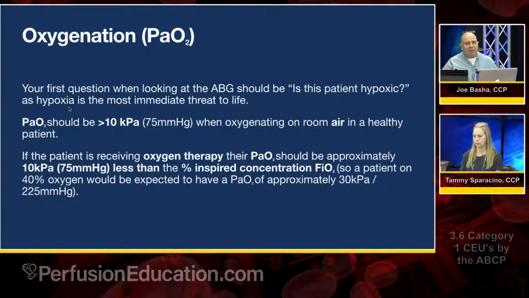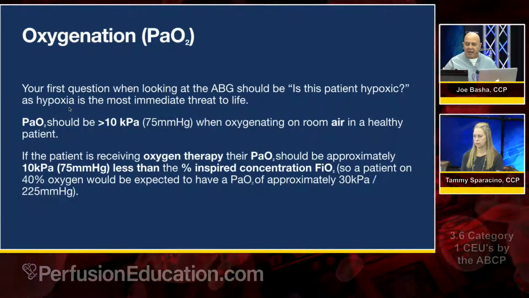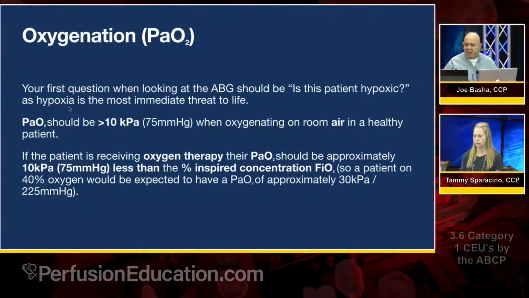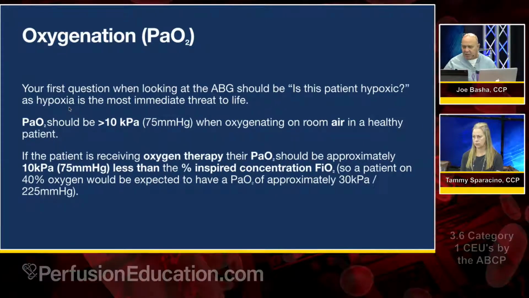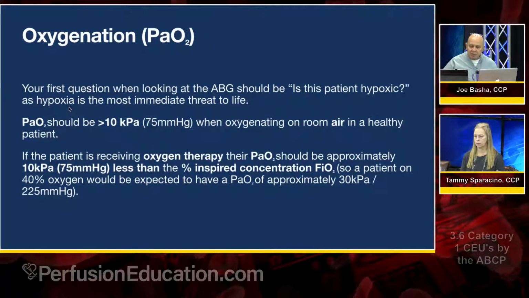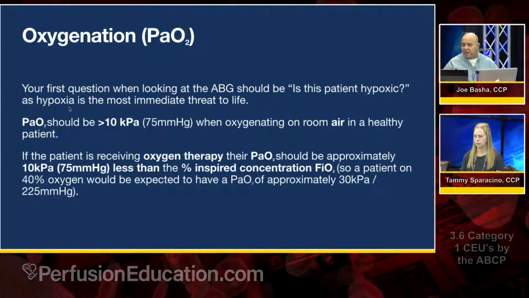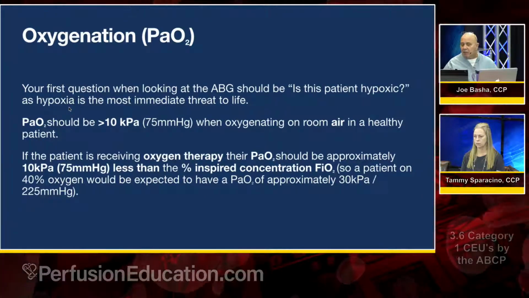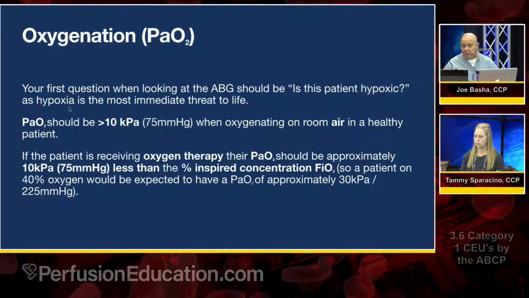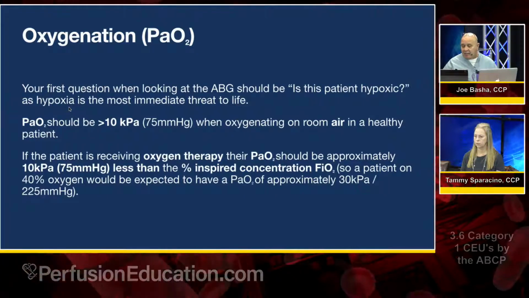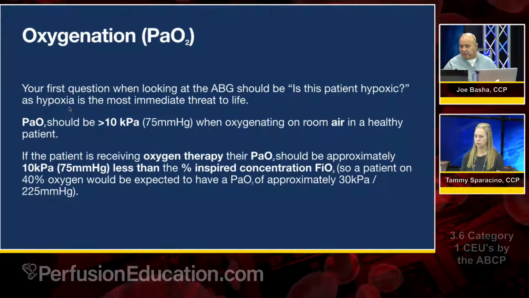Your first question whenever looking at a blood gas should always be, is the patient hypoxic? Because it's obvious that hypoxemia is the most immediately life-threatening problem that you may have. So a PaO2 should be greater than 10 kPa or 75 millimeters of mercury when oxygenating on room air in a normal, healthy patient. If the patient is receiving oxygen therapy, their PaO2 should be approximately 10 kPa, 75 millimeters of mercury, or less than the percent of inspired concentration FiO2.